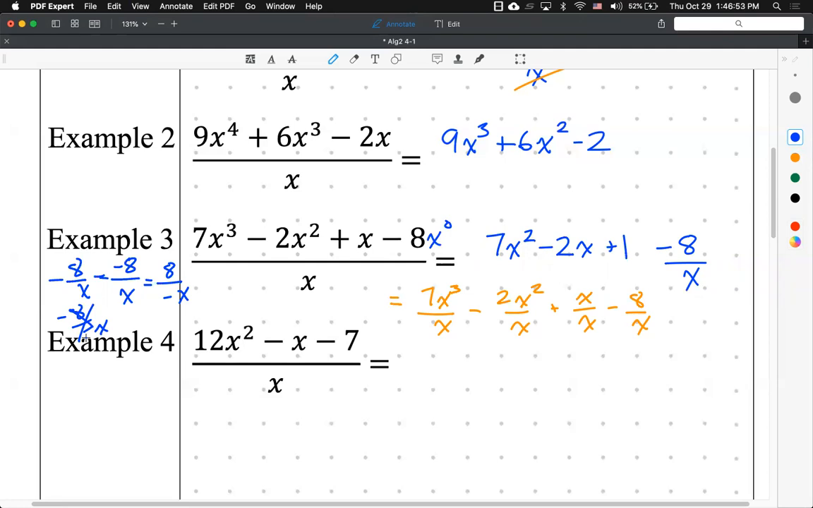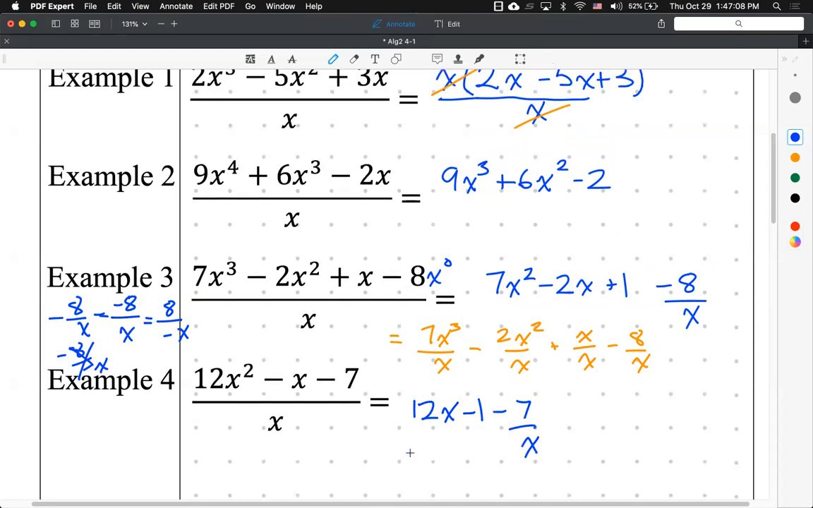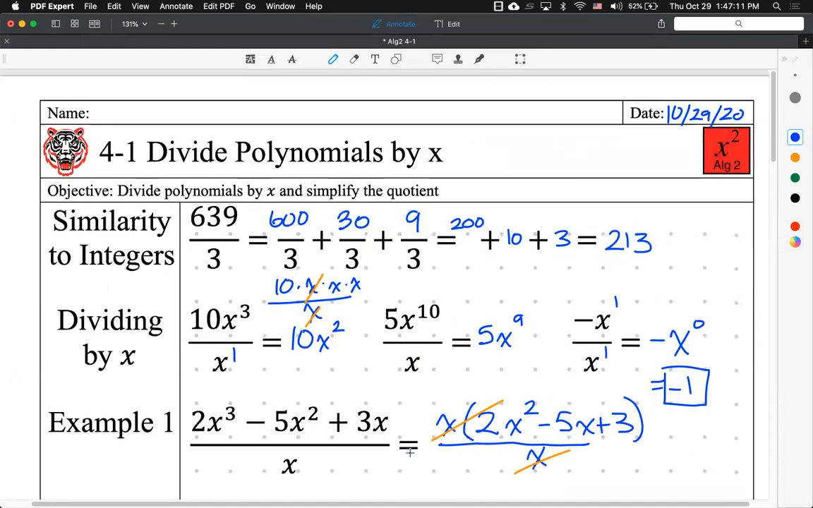All right, and then finally, example 4, last volunteer. Haven't heard from Fernando, have to call on him. It's 12x minus 1 minus 7, divided by x. There it is. All right, and we're done. 5th of 5 for today's objective: how well can you divide polynomials by just x and then simplify the quotient? I'm seeing a question. Let me do 5th of 5 first, and then I'll get your question. 5s, a few 4s. I would say our average is about 4.6.